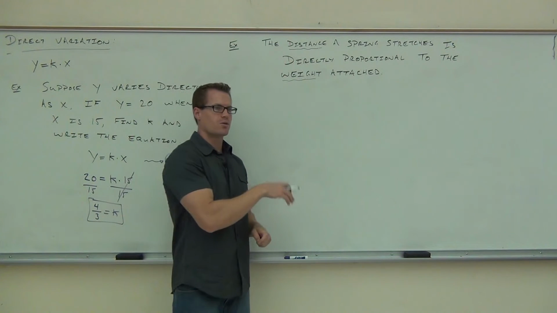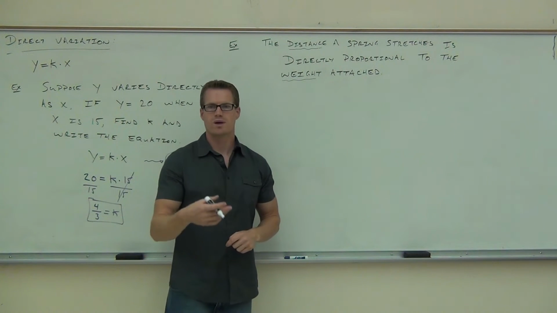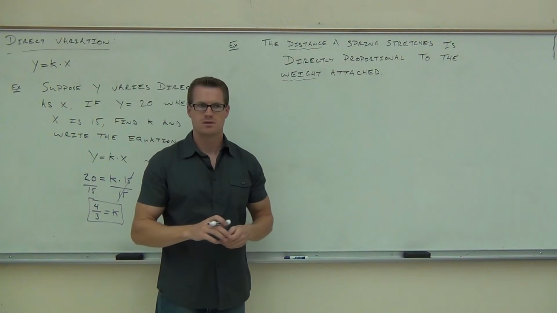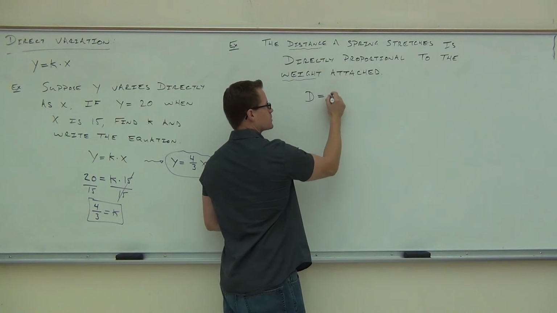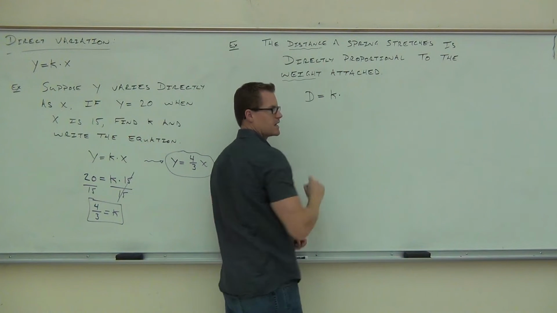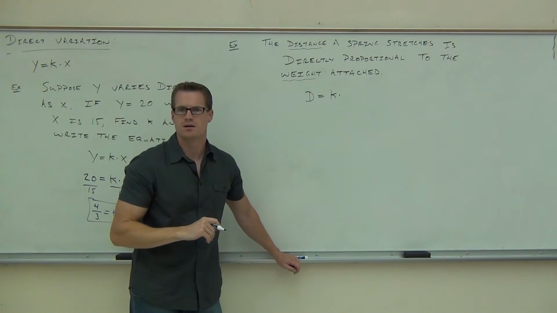So how are we going to write out the equation if we don't have y and x anymore, we have d and w? Can you tell me? D equals K times W. Sure. Why, ladies and gentlemen, is it d equals k times? What's that k times coming from? What word clues you into that?